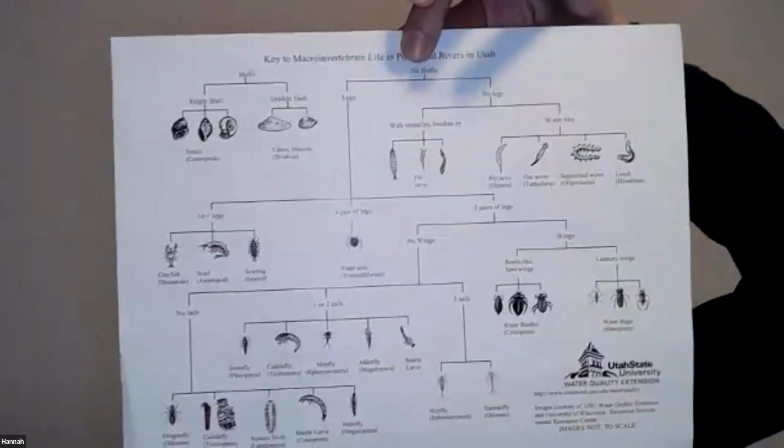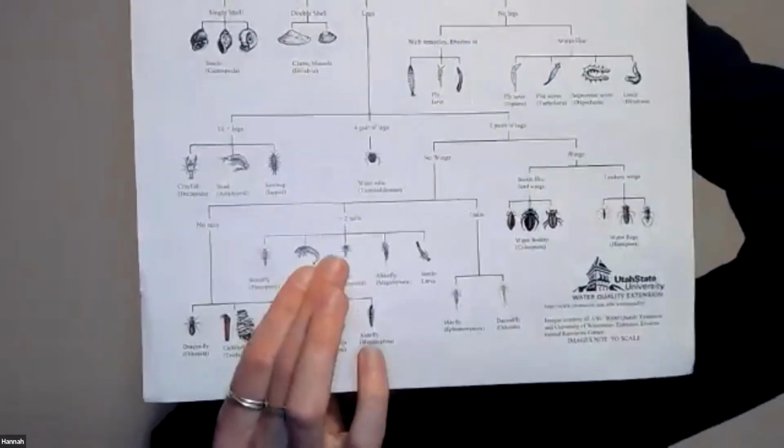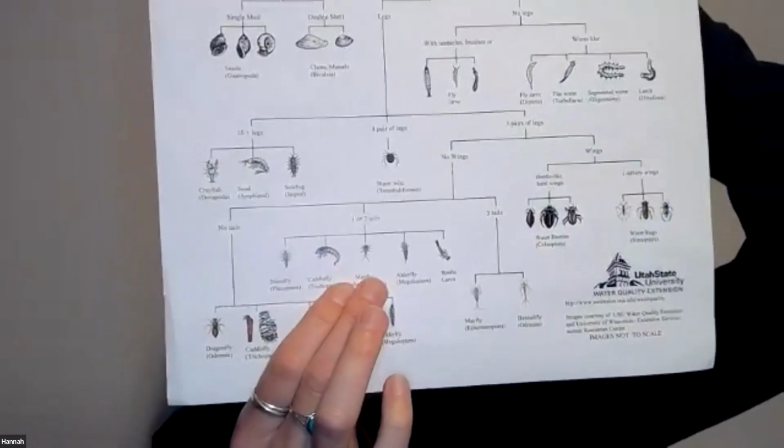The first one I want to talk about is our macroinvertebrate key. It looks like this. I'm going to point out two bugs on here that we'll be talking about specifically. They are actually next to each other in this chart, the caddisfly and the mayfly. Even though these two bugs have similar characteristics, being 1 or 2 tails and without wings, they might not prefer the same kinds of water. And that's what our experiment is going to help us find out today.